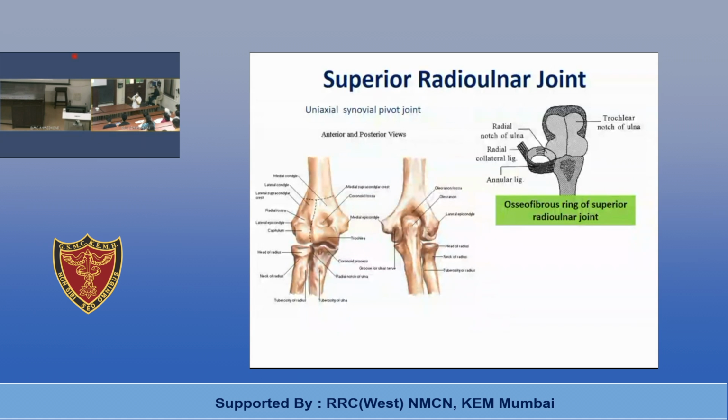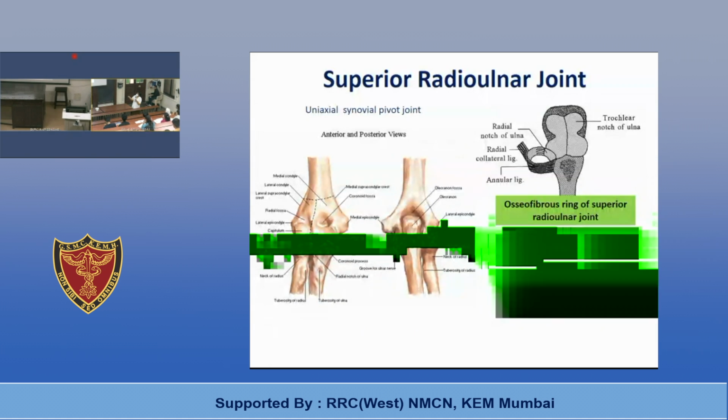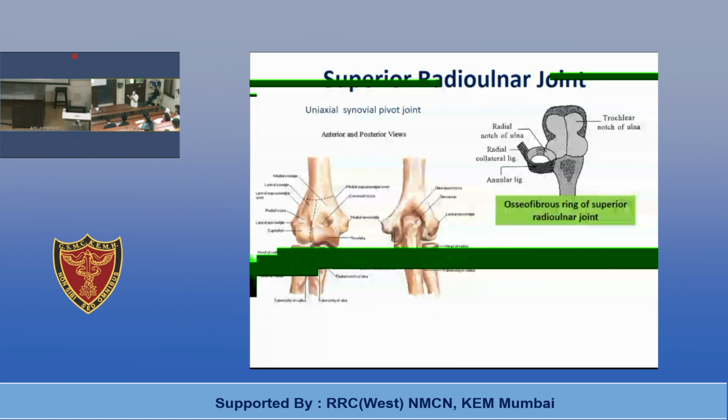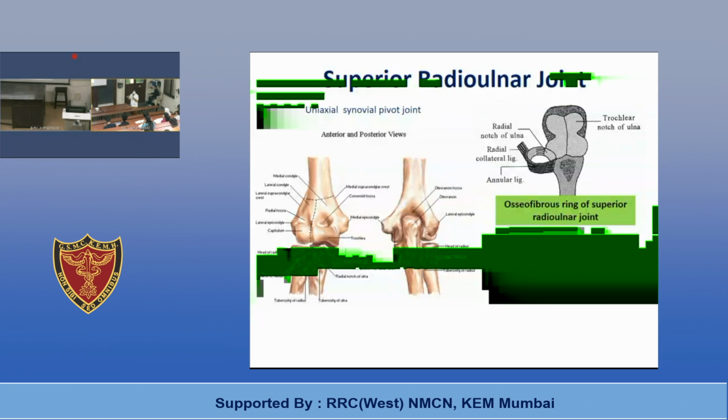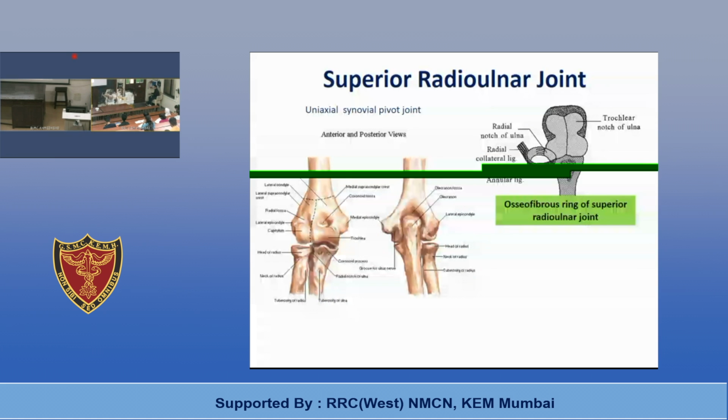So this ligament is very important, that forms this osteofibrous ring. If you see, this is the bony part and this is the fibrous part of this articulation. And what is the name of this ligament? Annular ligament. So you have to remember this ligament. Annular ligament is the important ligament of the superior radio-ulnar joint.